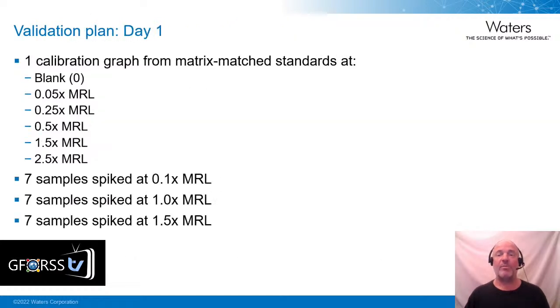On the first day, we prepare calibration standards, matrix matched standards in the pork extract of a blank at 0 and a relevant concentration range for the measurements required in the spikes. And we chose this particular occasion to use 7 replicates, so 1 more than the bare minimum, spiked at 0.1 times MRL, 1 times the MRL, and 1.5 times the MRL. After that batch is prepared, it was analyzed.